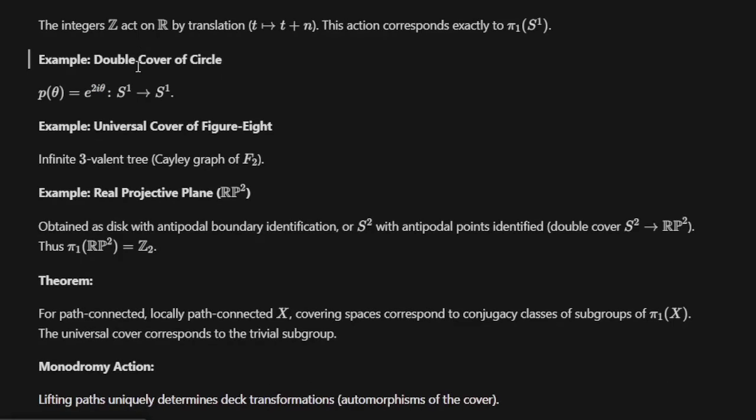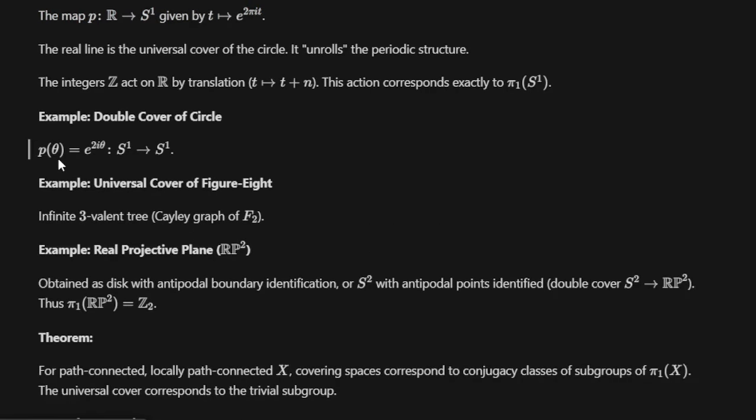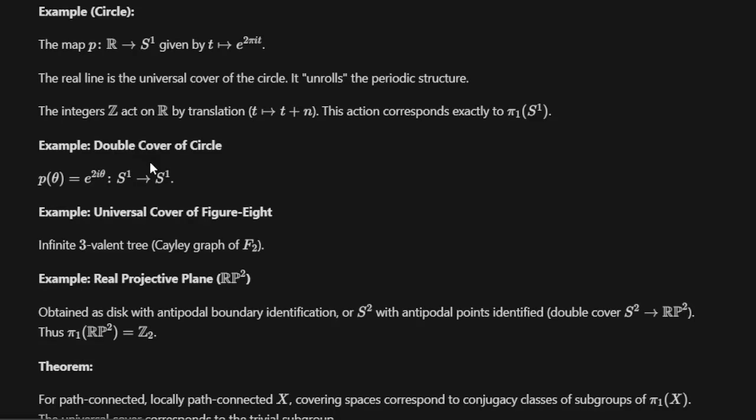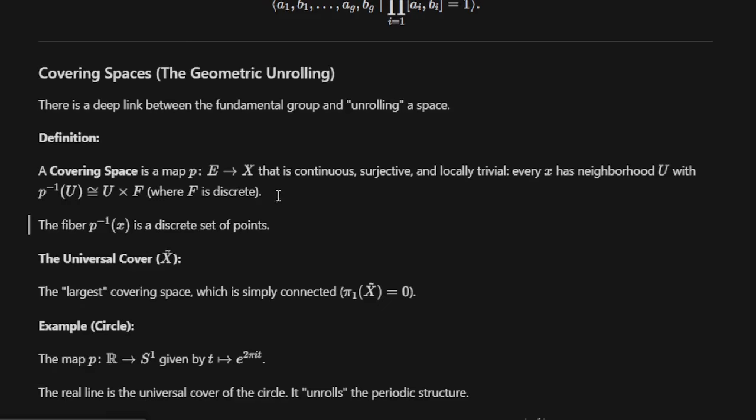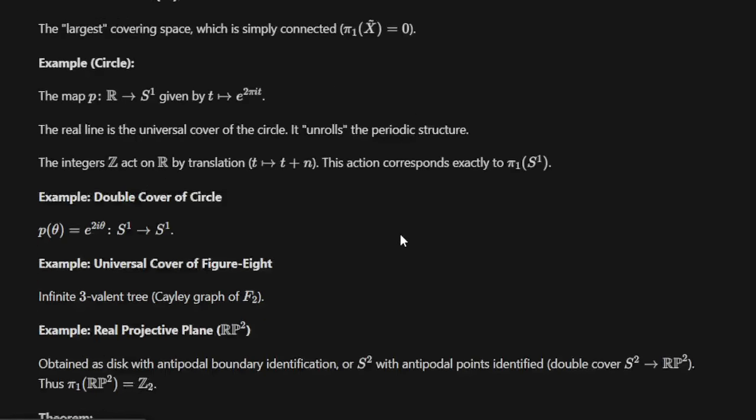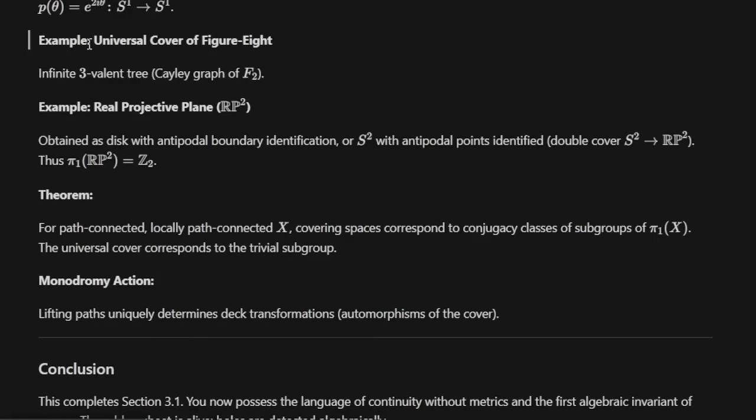So if you look at the double cover of a circle, it is a particular map from the circle to itself. You can think about this idea almost like a linear operator, except for topologies. So covering spaces, it's the same thing. We're just creating a homeomorphism.